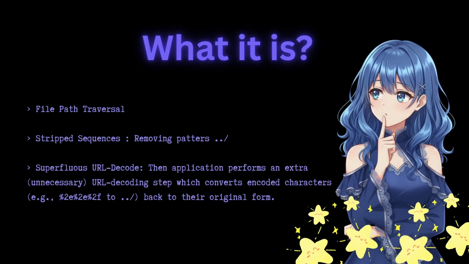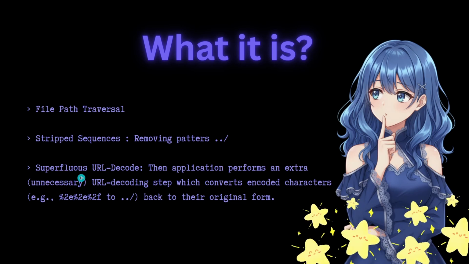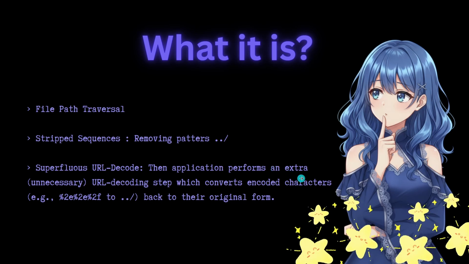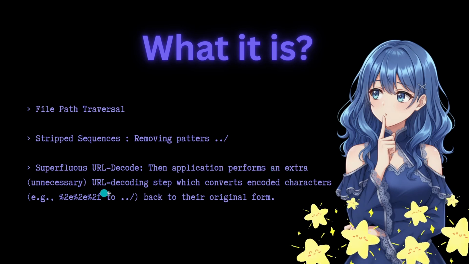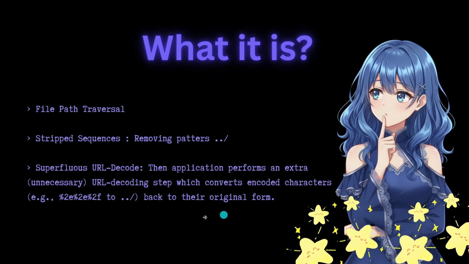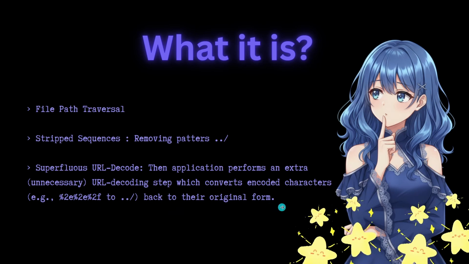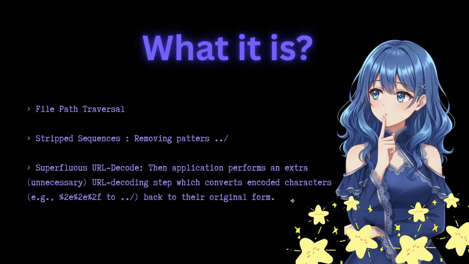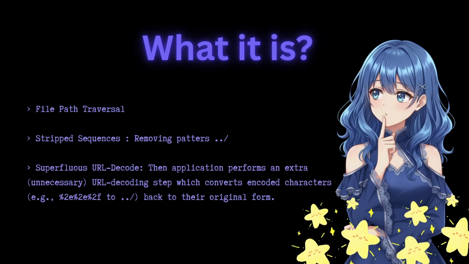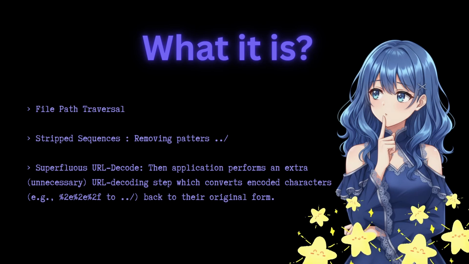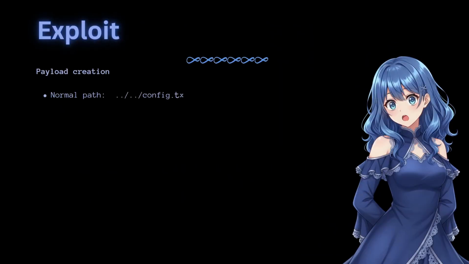Now, what do you mean by superfluous URL decode? Then the application performs an extra unnecessary URL decoding step which converts the encoded characters, this to this, back to their original format. Okay, so we will just look at the example, then all these concepts would be clearer. Okay, so let's move forward.